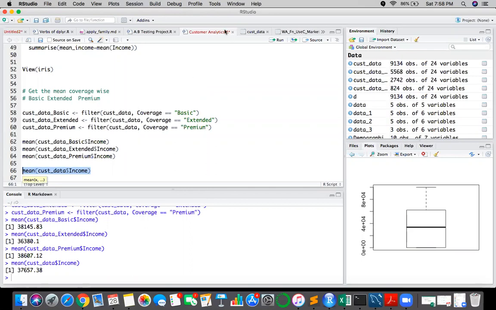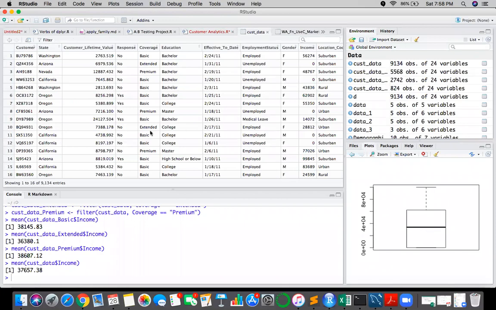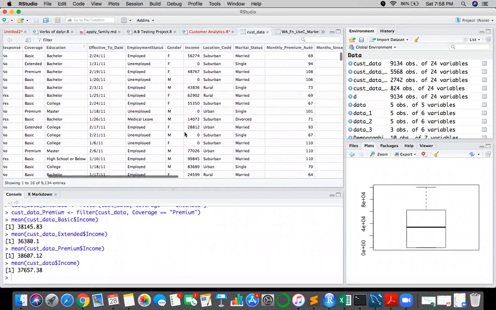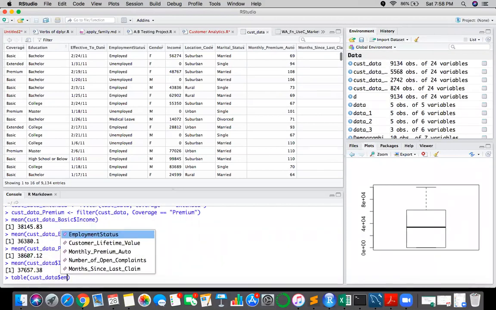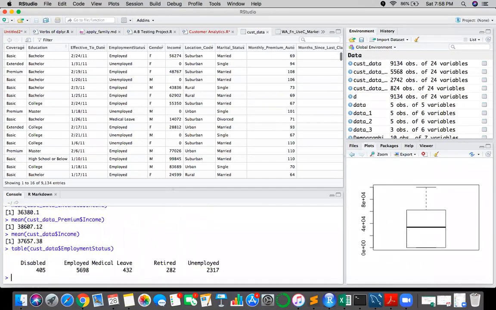Okay, so now let's go ahead. You have coverage, effective to date is not needed as of now, employment status. So if we check the employment status column, how does it look? So employment status, how many? So we have employed, medical leave, and there are people on leave.